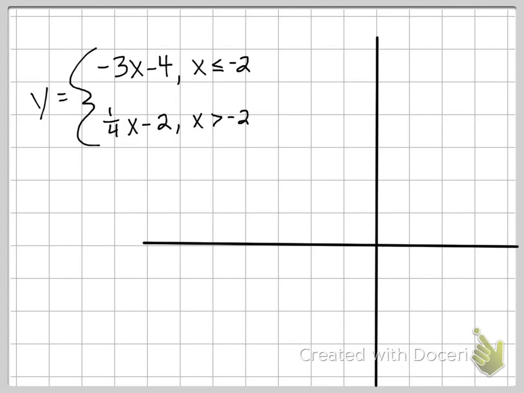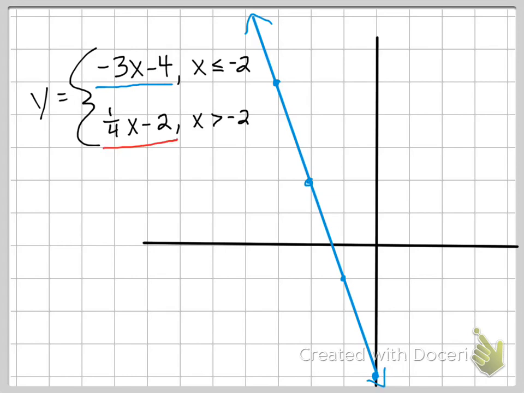All right, the first thing I do when I'm graphing piecewise functions is to graph all the functions that are included. So first I'm going to look at the top one. I have y equals negative 3x minus 4. So that gives me a y-intercept of negative 4 and a slope of negative 3. So there's the first line. Y-intercept negative 4, slope negative 3, down 3 and right 1.